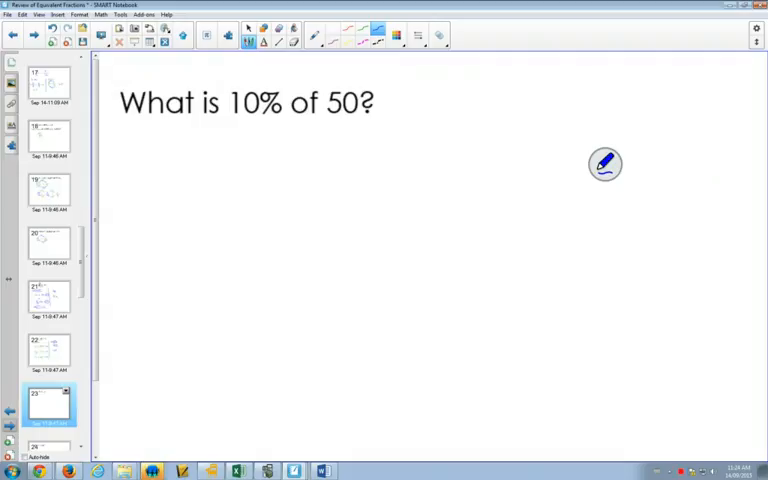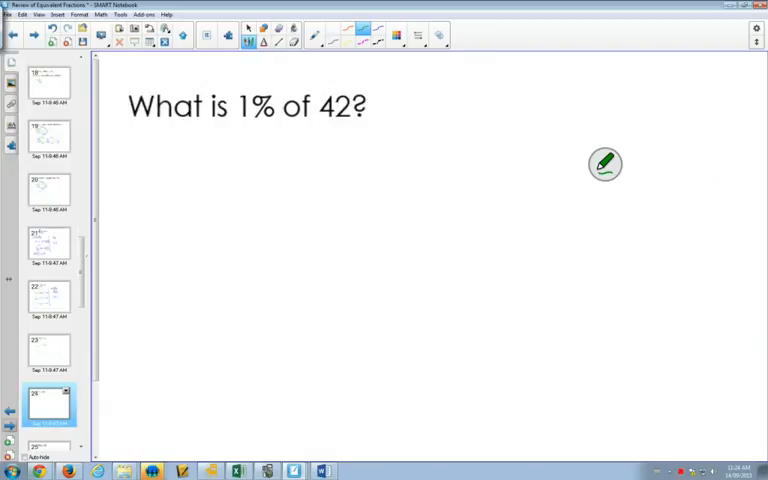And 10% of 50? 5. So you move the decimal over once, you get 5. 1% of 42? 0.42. Move the decimal place over twice, and you would get 0.42. Yes? 10% you just move it over once, and 1% you move it over twice.